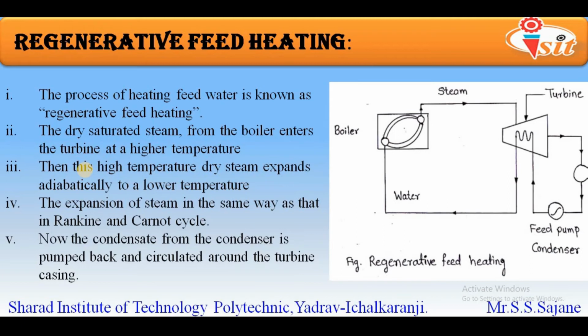Just refer to the diagram which is given. Here we can observe again the components are almost similar. That is, we have the boiler. After the boiler we have the turbine, then the condenser, and lastly the feed pump. Now let's study how the regenerative feed heating will take place.